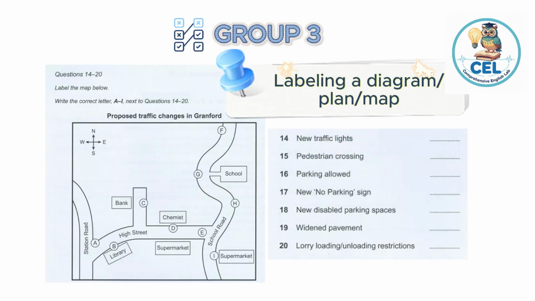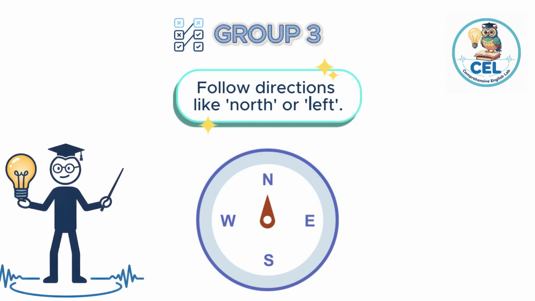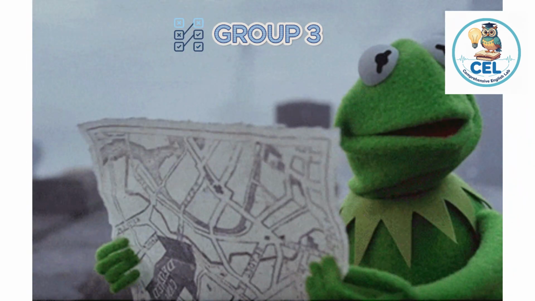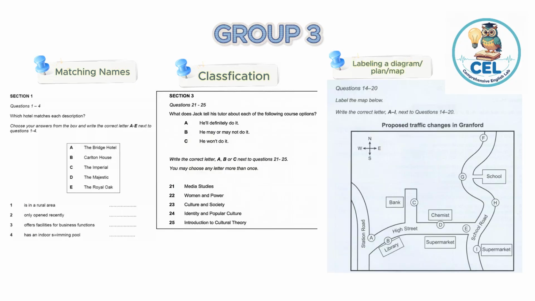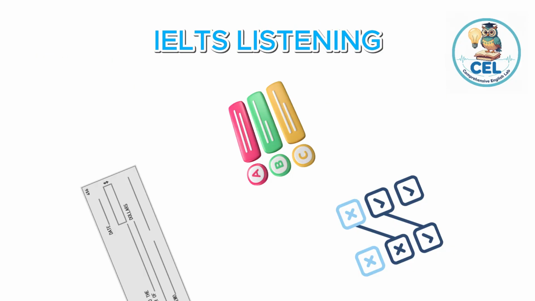Labeling a diagram, plan, or map. You label parts of a diagram, plan, or map using words from the recording or choose from a box. Tip: follow directions like north or left while listening. This tests relating spoken description to visuals. These matching tasks check how well you follow connections in conversations or talks.